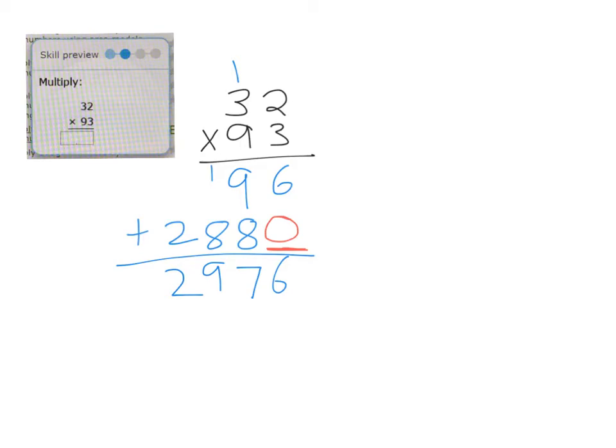So I'm thinking about it. I like to always check over, does it make sense? 30-ish times 90-ish, it's going to be like 3 times 9 is 27, and there would have been 2 zeros, so yeah, that makes sense. 2,900-ish, sure. It's a little bigger than 30 times 90, so that makes sense. Now, let's do this again.